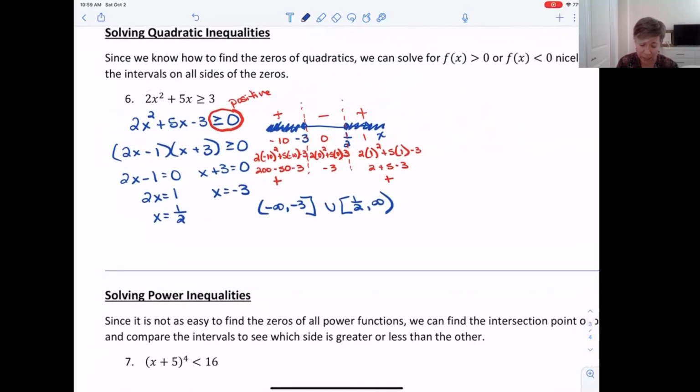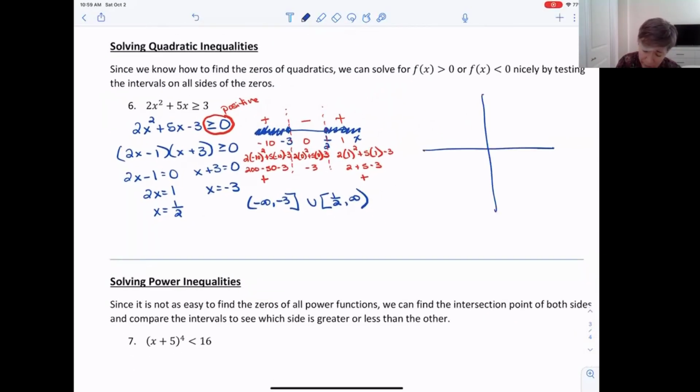Another way to consider this is graphically. We know we had zeros at -3 and 1/2. We also know that the leading coefficient is positive, which means it opens up. So if these are our x-intercepts, the graph is going to look something like this. Up here, our f of x is greater than 0, and over here, our f of x is greater than 0. In other words, they're positive up here, and it's negative down here in between those two. So the graph can help you determine those values as well.